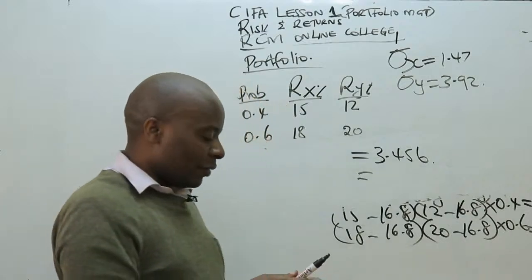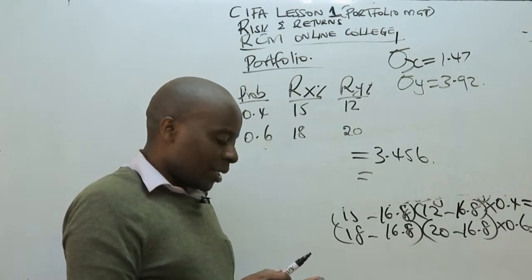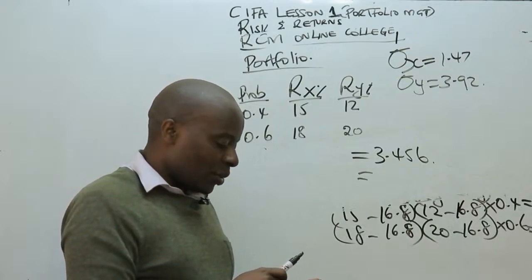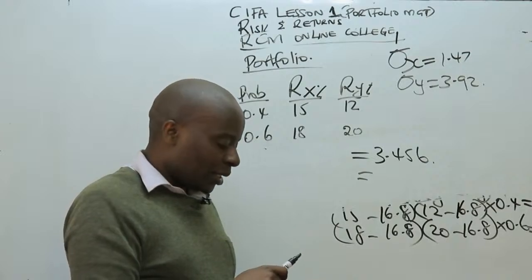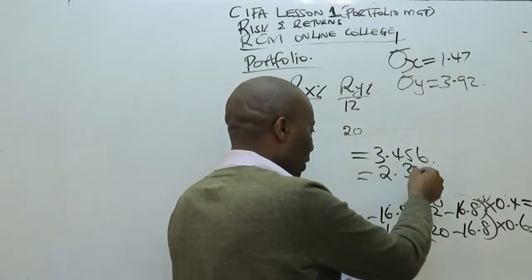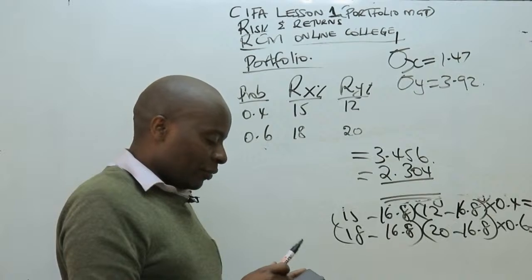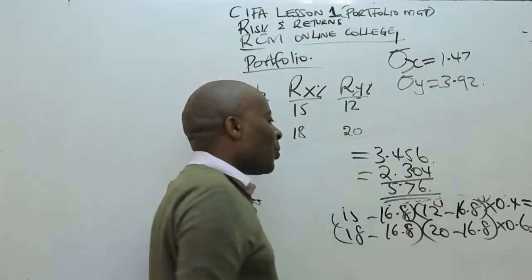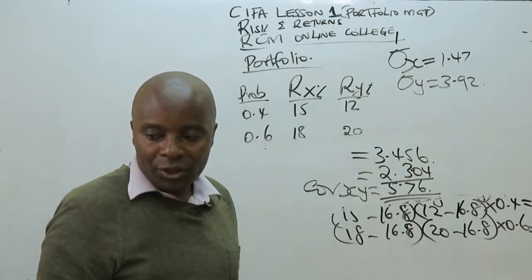Come and pick the second one there. The second one, what do we have, ladies and gentlemen? Open brackets, we have 18 minus 16.8, close brackets, times. Open another bracket, here we have 20 minus 16.8, close, times 0.6 probability equals, I'm able to get 2.304. So out of this, ladies and gentlemen, please come and combine them. Once you combine them, so plus 3.456 equals 5.76. This 5.76 is what we call the covariance between those two parameters.